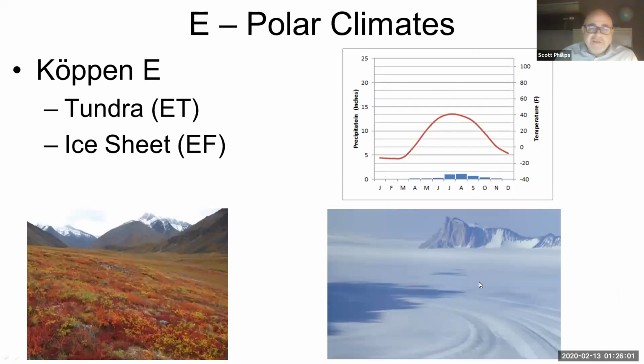So this is an ice sheet climate here, and it is what it sounds like. It is literally covered in ice. Some places are not always covered in ice. They're cold, and they're called tundra, but they're not always covered in ice. And this is a climograph for a tundra environment, extremely cold in the winter, but also even cold in the summer.